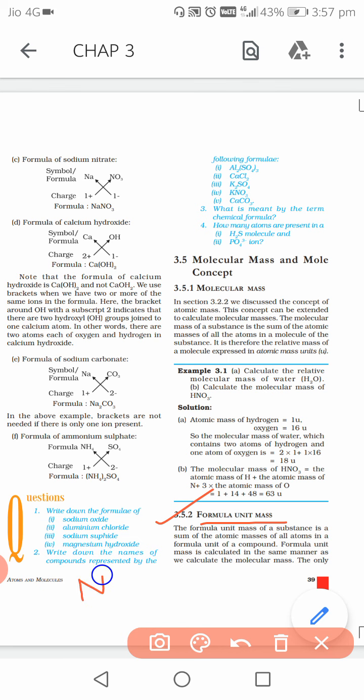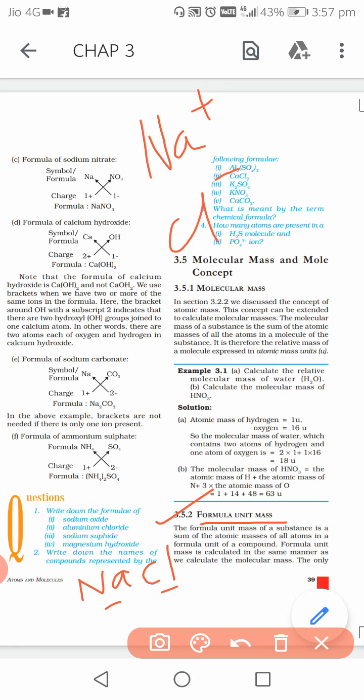Okay, just an example. Suppose NaCl, the name of the compound is sodium chloride. Okay, so in this sodium chloride, how many ions we have? We have two ions. One is Na plus, one is Cl minus. So two ions are getting combined to form a compound. For this type of compounds which are formed by two ions, when we calculate the mass of this molecule, we will say formula unit mass.